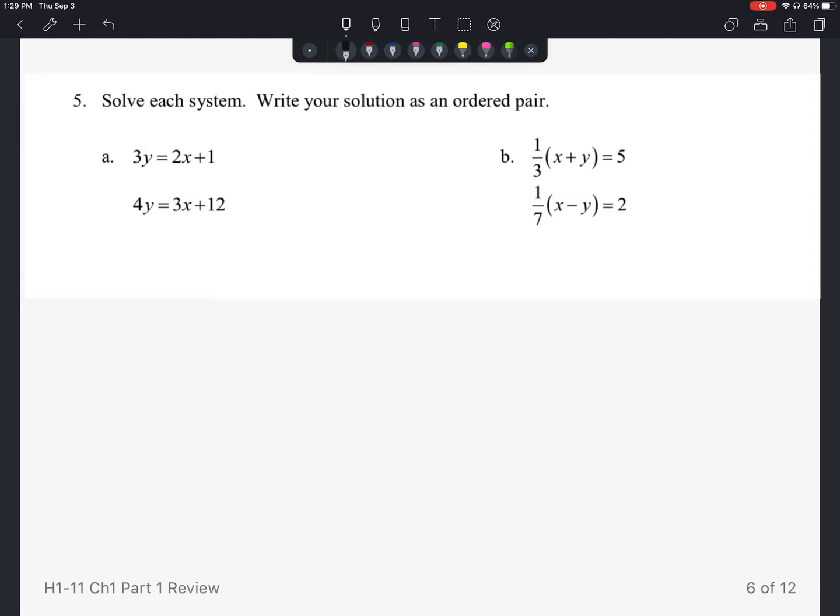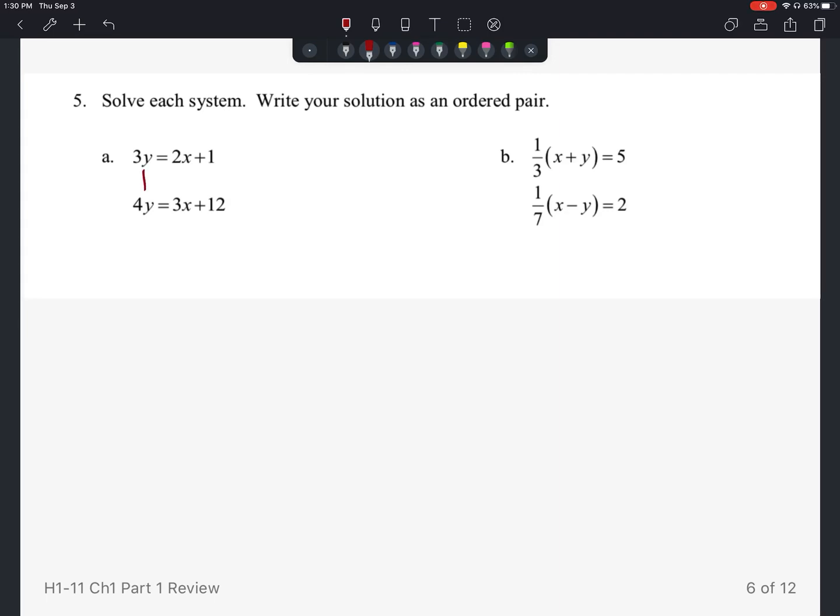This is number 5 from the non-calculator section of the Chapter 1 quiz review. It says, solve each system, write your solution as an ordered pair. Letter A, we have 3y is equal to 2x plus 1, and we have 4y is equal to 3x plus 12. All right, as I look at this one, nothing would eliminate the way it is.